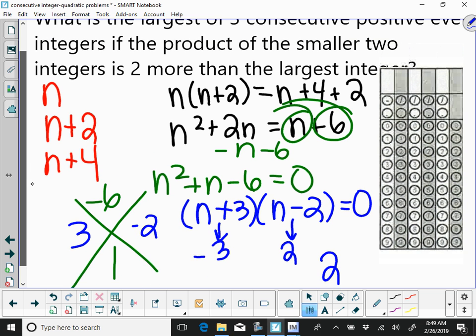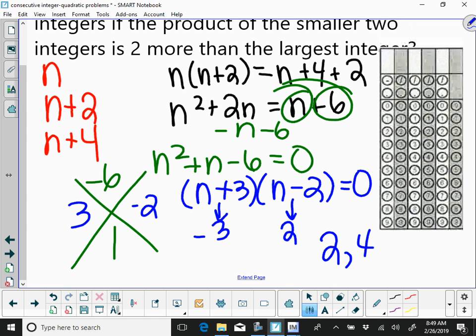Oh, largest. Okay, thank you. So it'll be 2, 4, and 6. So 6 would be your answer. So what this does is it combines, we have to learn how to do consecutive integers first.